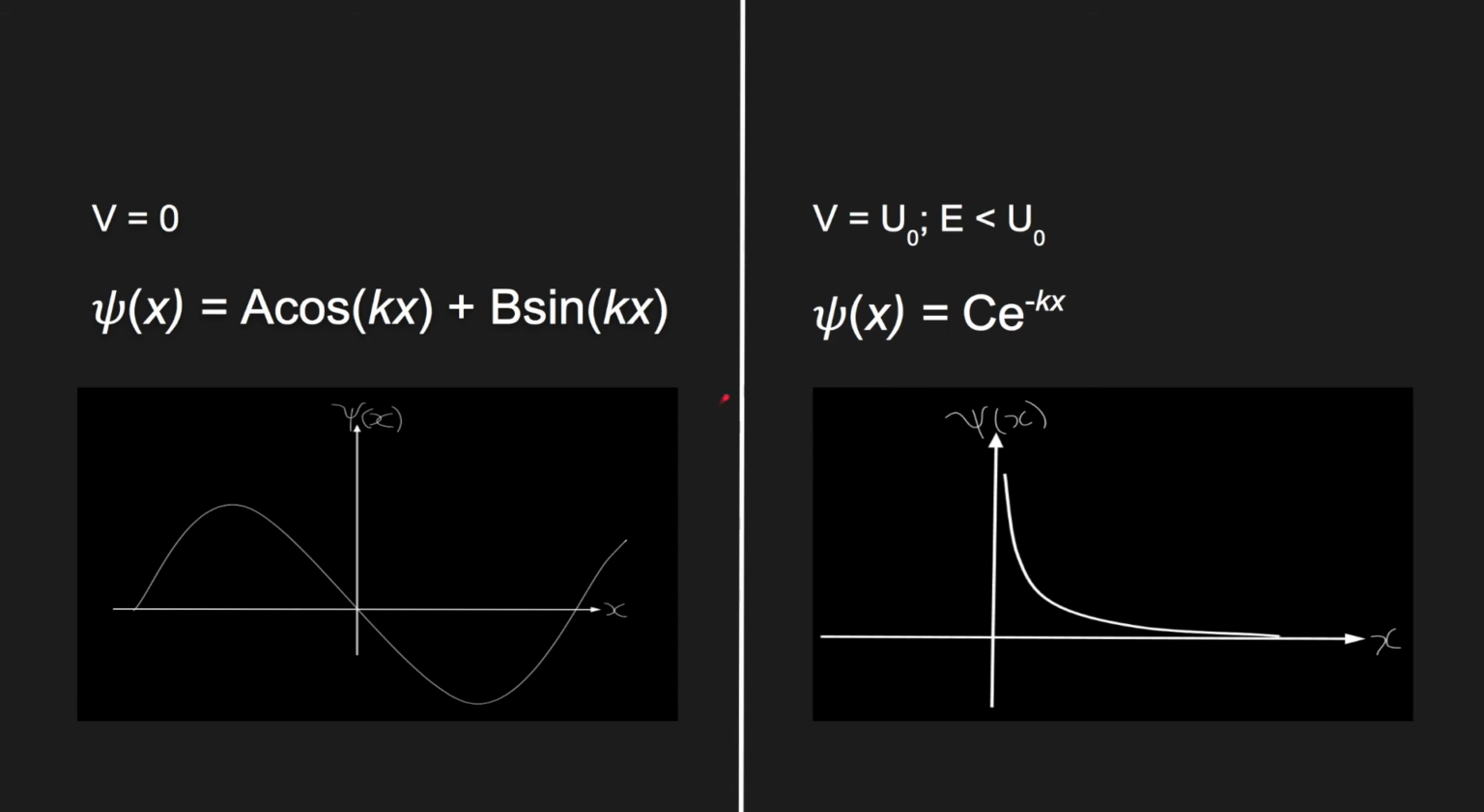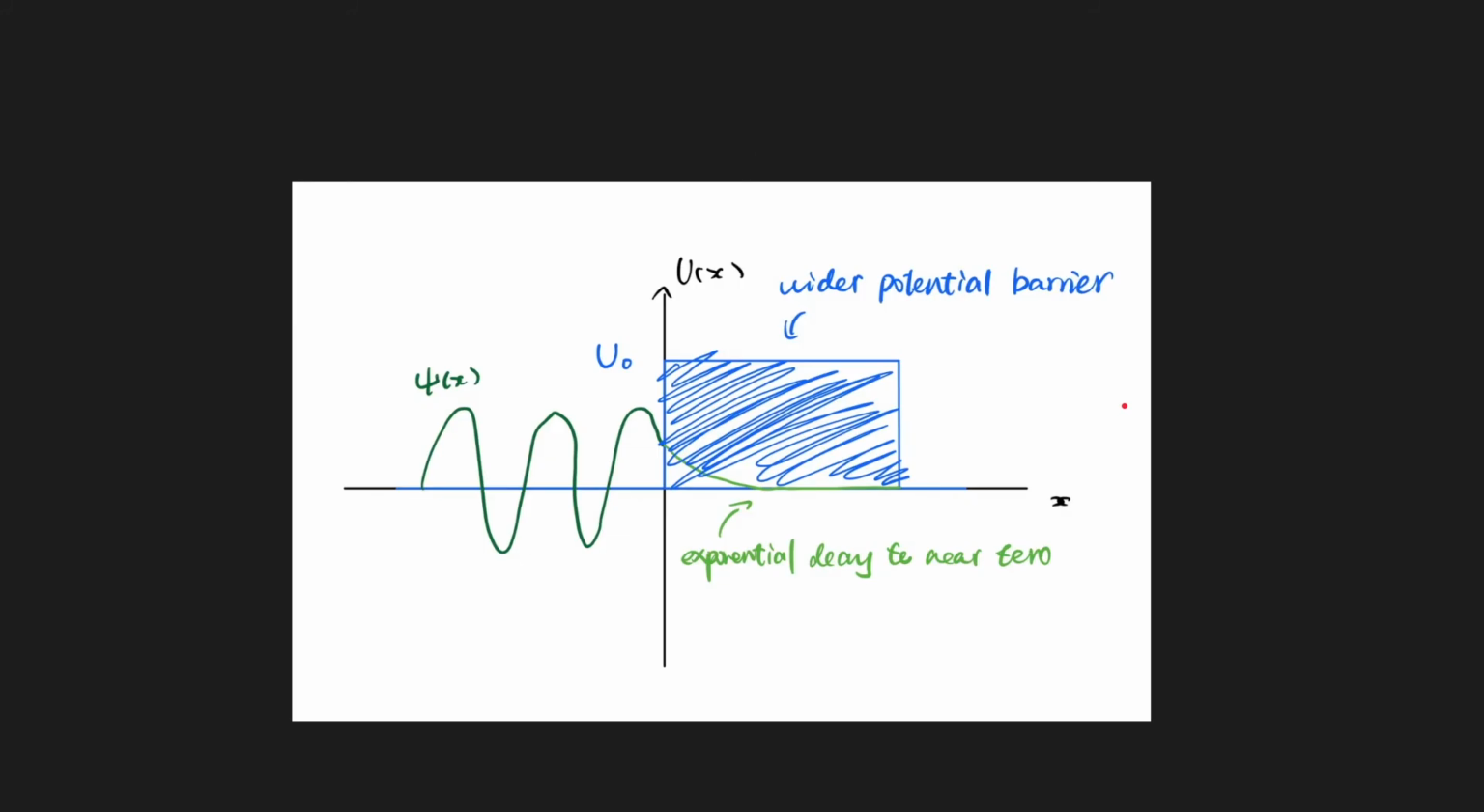Here we have some solutions to the Schrödinger equation. For the case where V equals 0, we end up with a sinusoidal wave function. And for the case where V equals U0 and the energy of the particle is less than U0, we end up with a decaying wave function or a negative exponential.